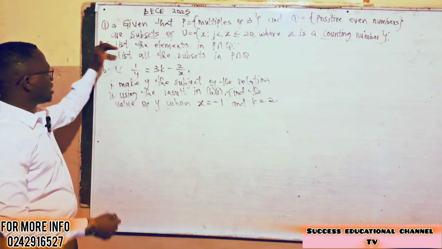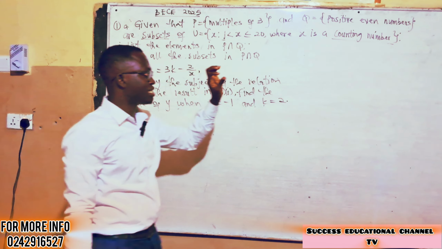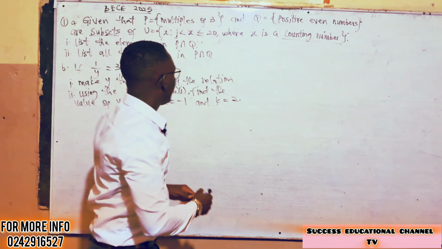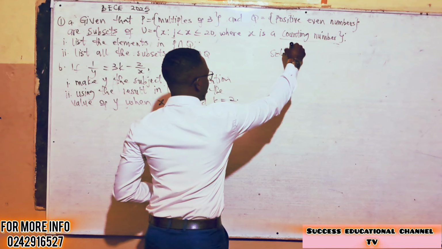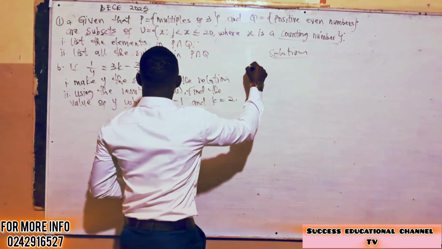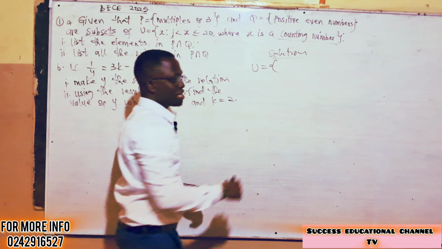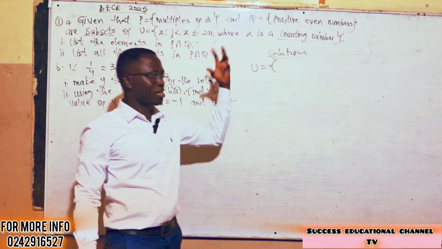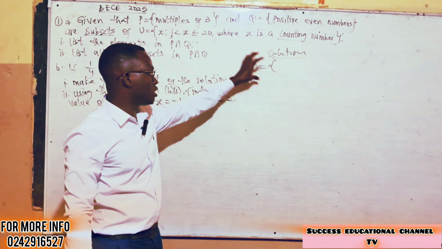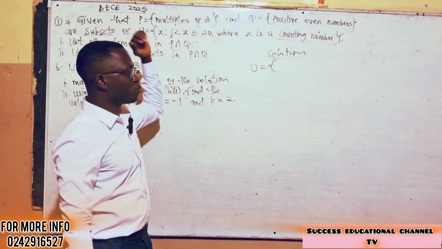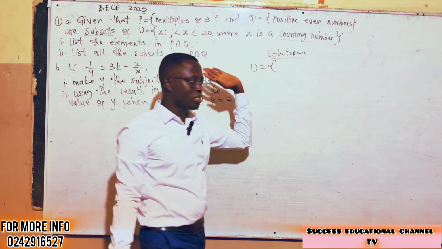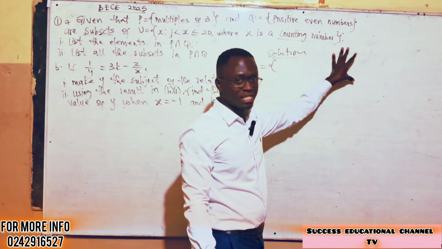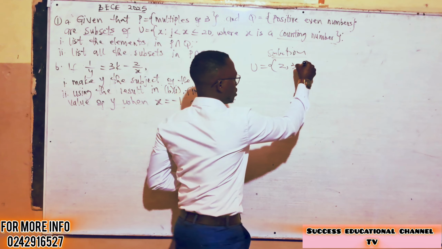Let's start. Before we list the elements in P intersection Q, we need the sets. We need to list the members of the sets first. Our solution here: first, we need the universal set because that is where all the other sets will come from. So we need to list our universal set from 2 all the way to 20. We don't leave any number. You have to list everything because the marking scheme needs it. So 2, 3, 4.